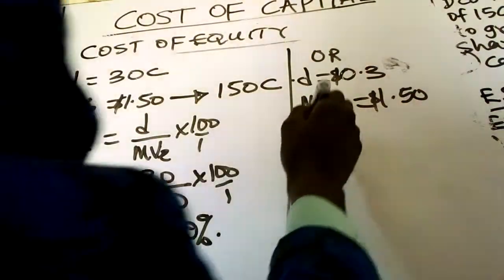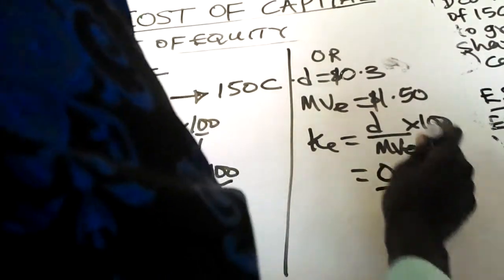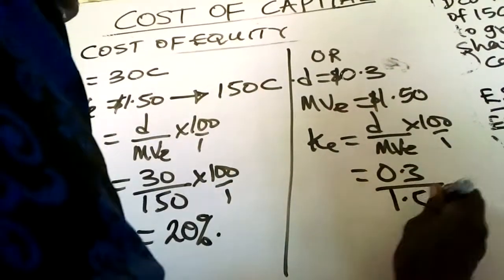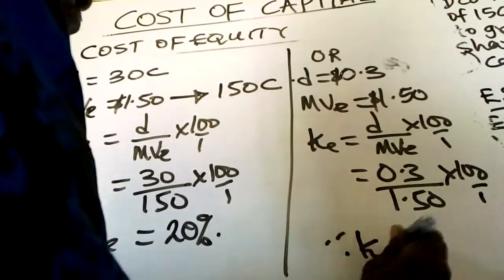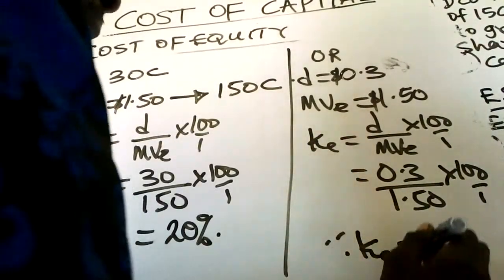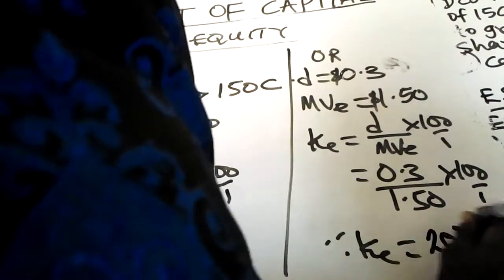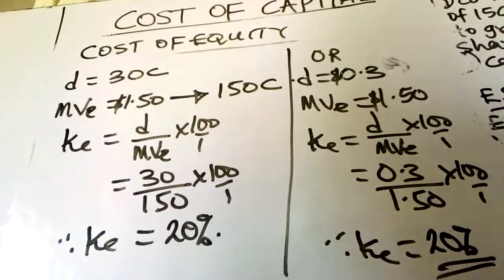So now the formula remains as cost of equity equals dividend over market value of equity times 100 over 1. So the dividend is 0.3 divided by the market value of 1.5, times 100. Therefore, cost of equity will be 20%. That is example 1.